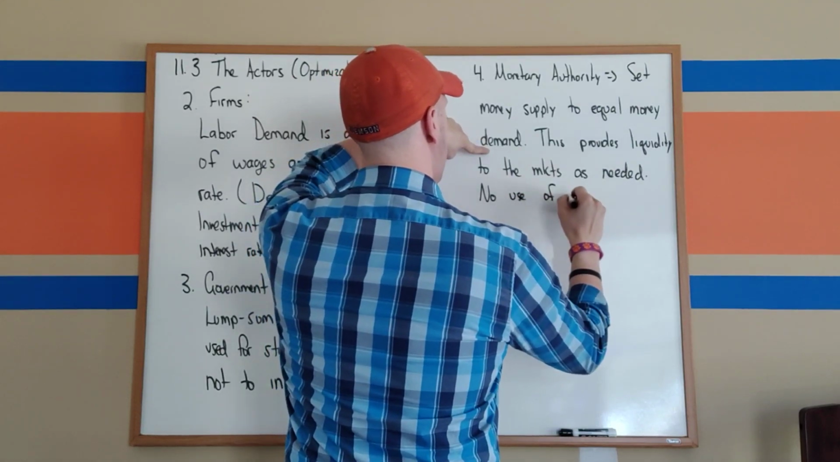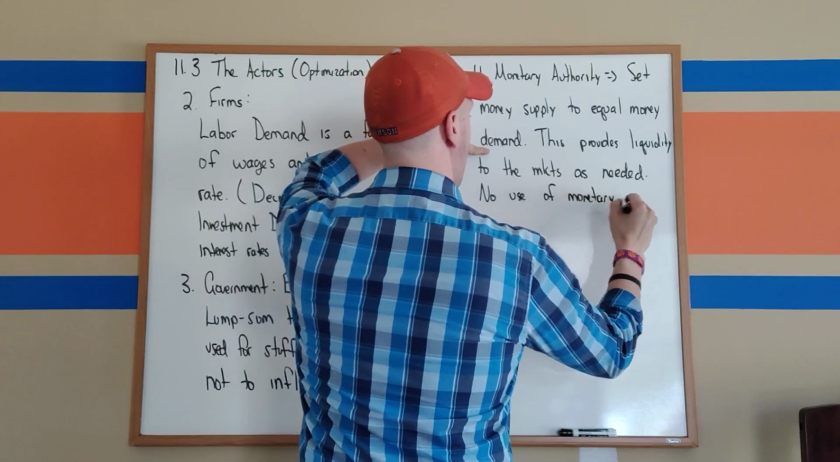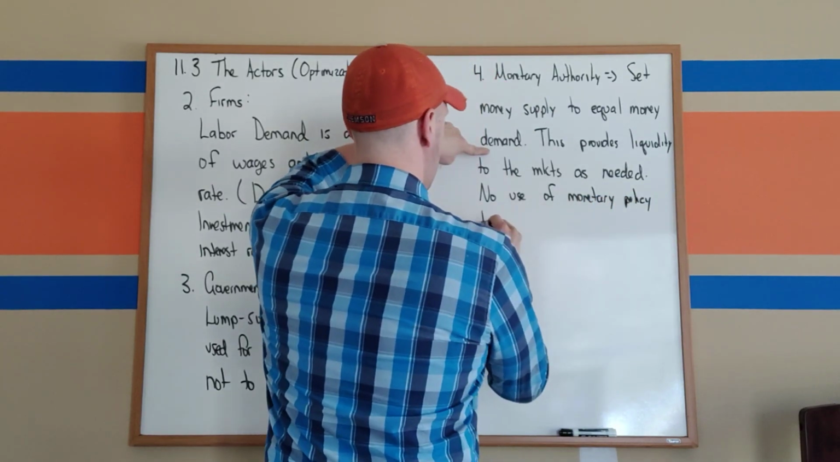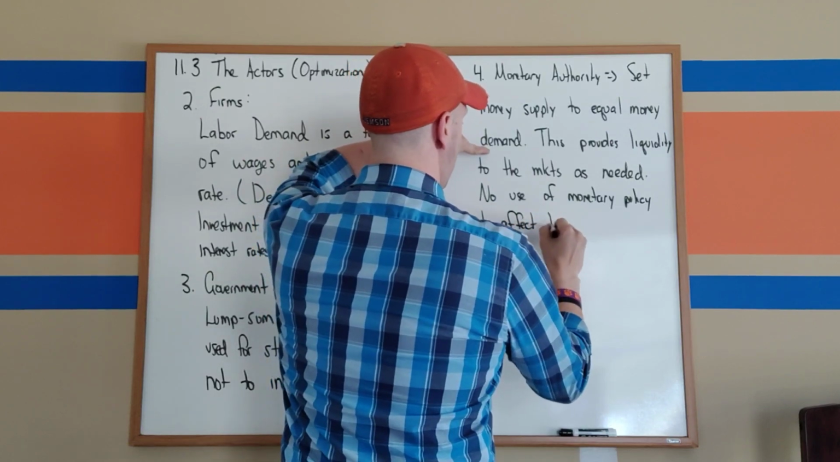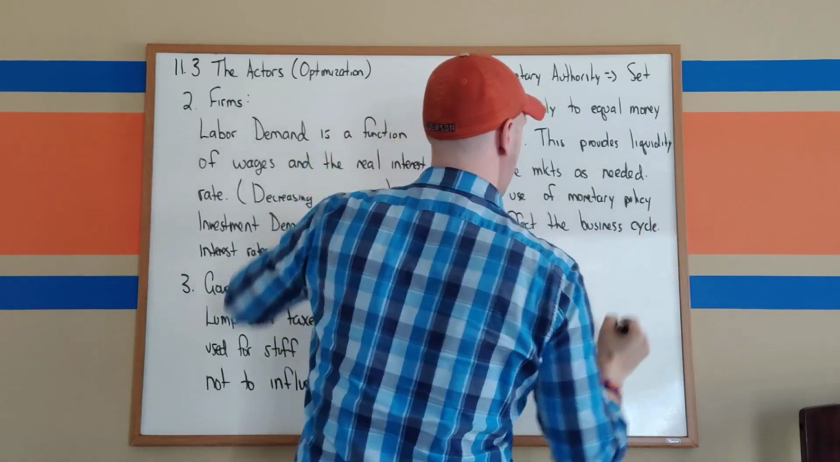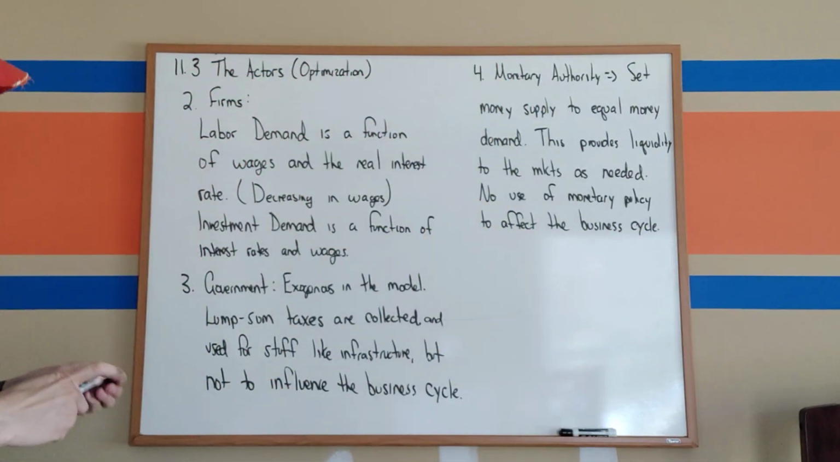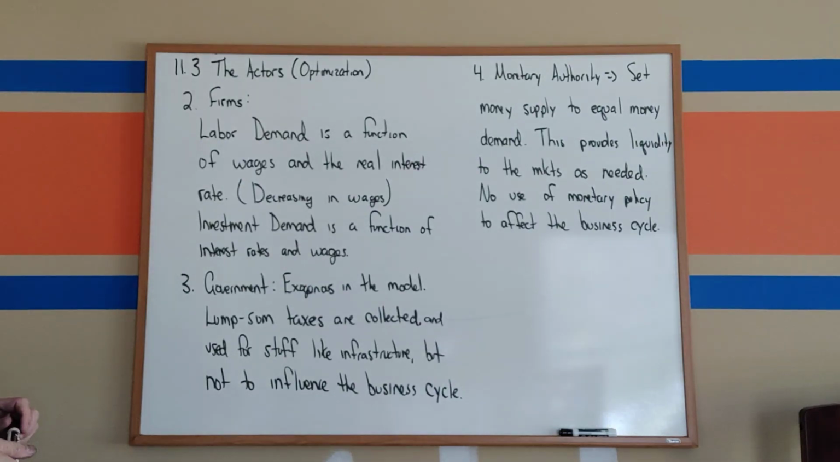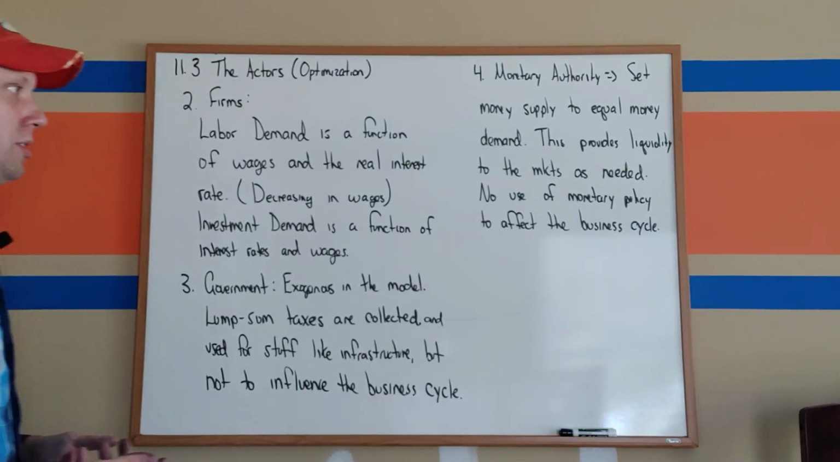So there's no use of monetary policy to affect the business cycle. So neither the government nor the central bank operate to impact the business cycle or influence it in any way, shape, or form, because they can't. We've got monetary neutrality and we've got Ricardian equivalence, as well as perfectly flexible prices. And both welfare theorems of economics are satisfied. Therefore, every equilibrium in this model is perfectly efficient.